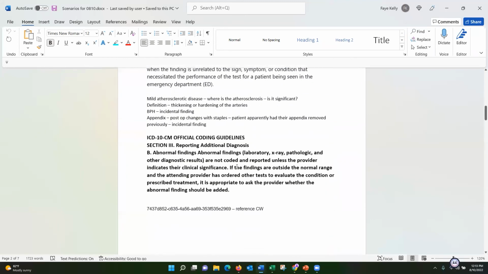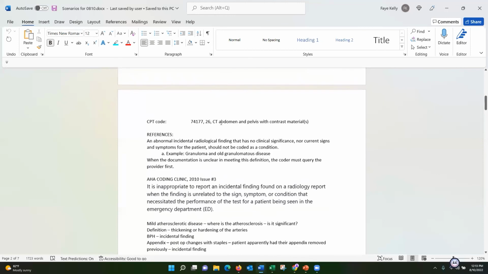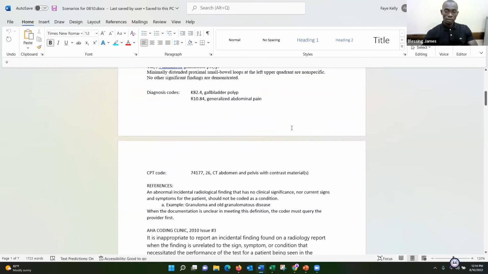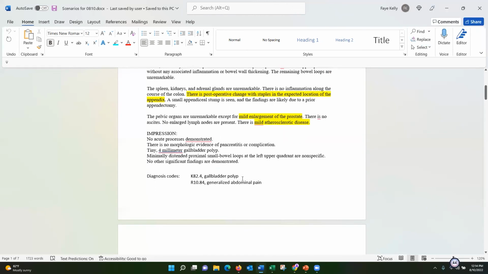Okay. On this, either could be your principal. Because the polyp was identified and the abdominal pain. If I was coding this, I'd probably put my abdominal pain first, but in the rules of the Coding Clinic and official coding guidelines, either of these could be your primary, because they're going to both link to that CPT, that X-ray code. Okay.